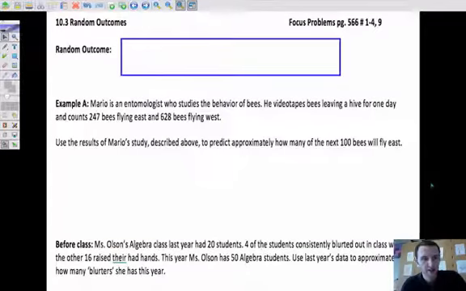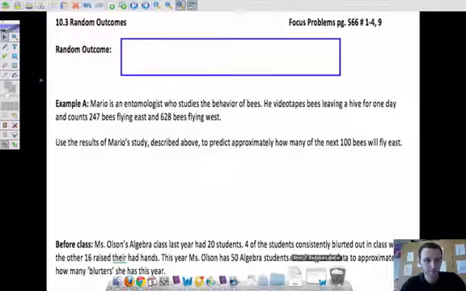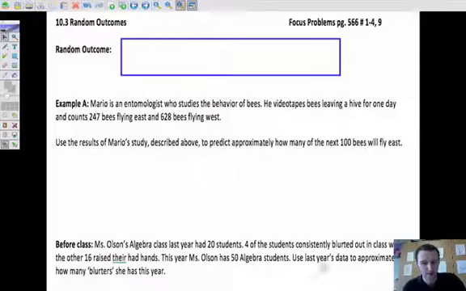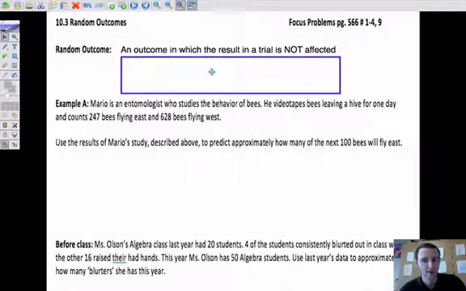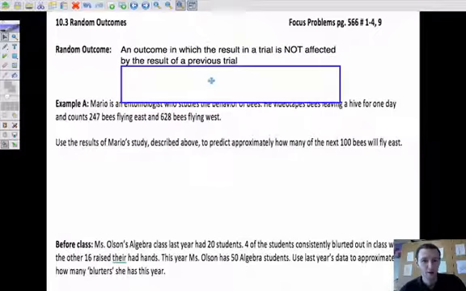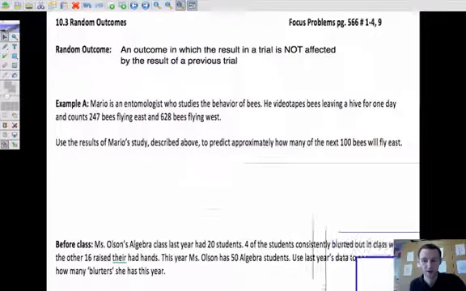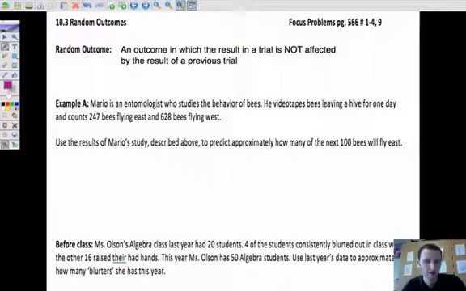Okay, 10.3. We're still just basically dealing with simple probabilities. We're talking about a random outcome, and we'll just define random outcome real quick. A random outcome is an outcome in which the result in a trial is not affected by the result of a previous trial. So why don't you go ahead and copy that down real quick. An outcome in which the result in a trial is not affected by the result of the previous trial.